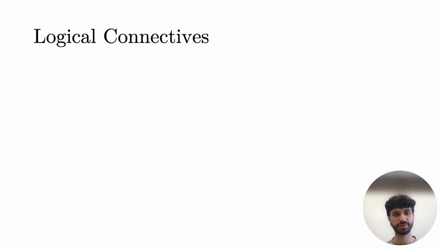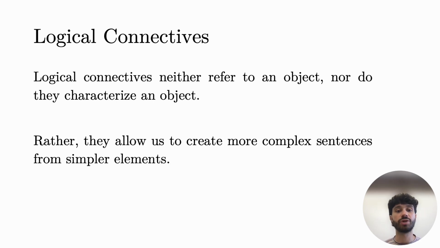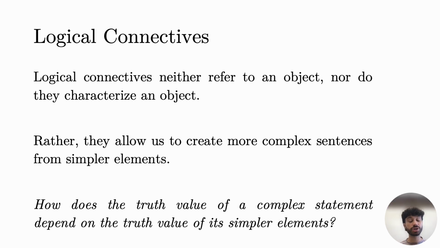So logical connectives, you might think of it as the third element of our language. So remember that we saw that we can parse our language into objects, predicates, and now we can add logical connectives to it. Logical connectives don't refer to an object and they don't characterize an object. But what they allow us to do is to create more complex sentences from simpler elements. And again, the question we're going to be concerned with is, how does the truth value of a complex statement depend on the truth value of its simpler elements? And for this, we're going to use truth tables.